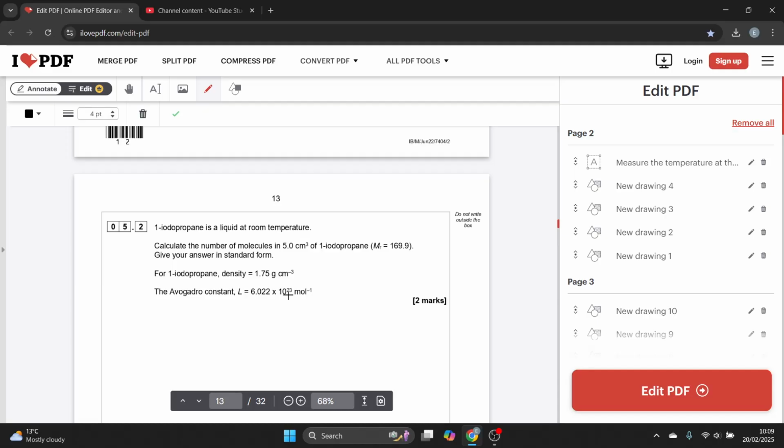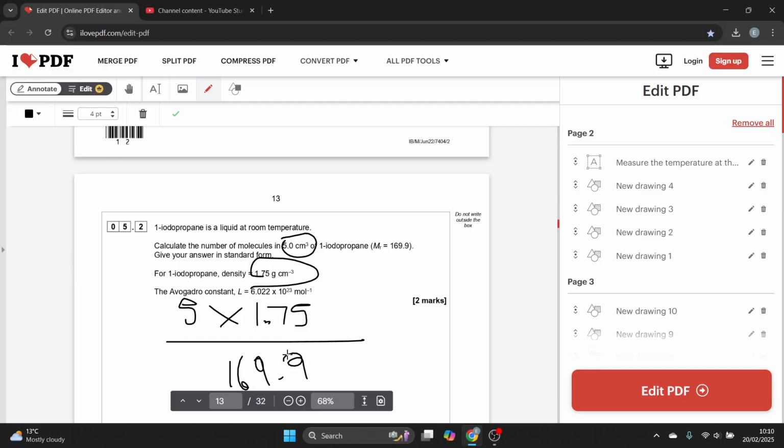Propane is a liquid at room temperature; calculate the number of molecules in this much. I've got a density. I need to find the number of moles first. I know it's 1.75 grams per centimeter cubed, and I've got 5 centimeters cubed. So the mass is going to be 5 times 1.75, over the Mr, which is 69.9.